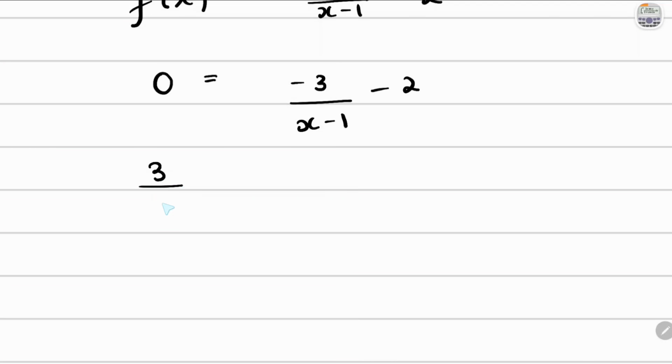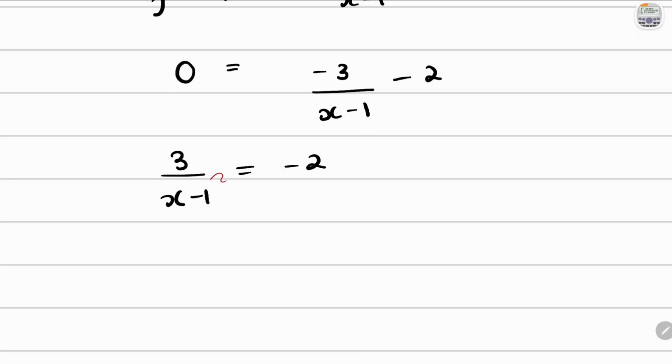So that's 3 over x minus 1 is equal to negative 2. And then we can cross multiply to get the x on its own. So we're going to multiply here. But you see that you're multiplying with two terms. So the negative 2 must multiply to the x, giving you negative 2x, and multiply to the negative 1, giving you positive 2, is equal to 3.